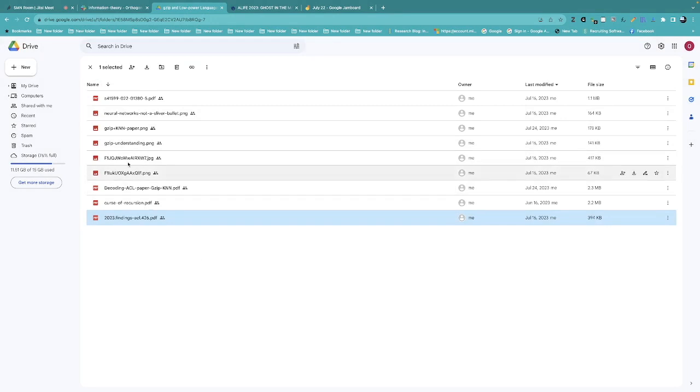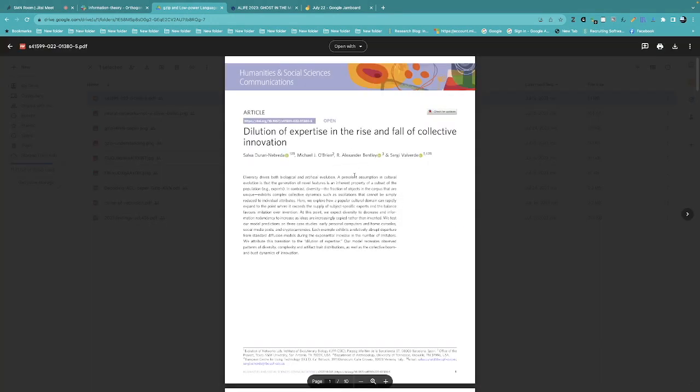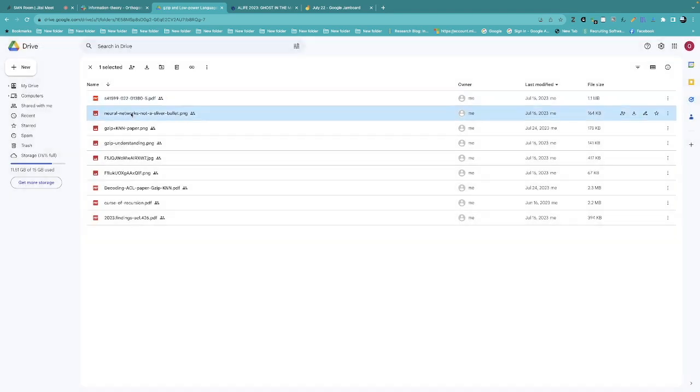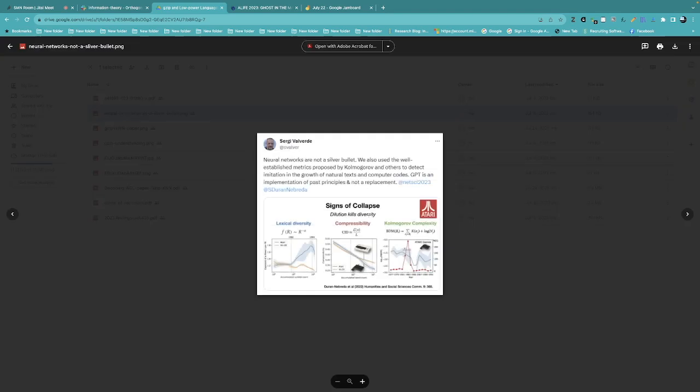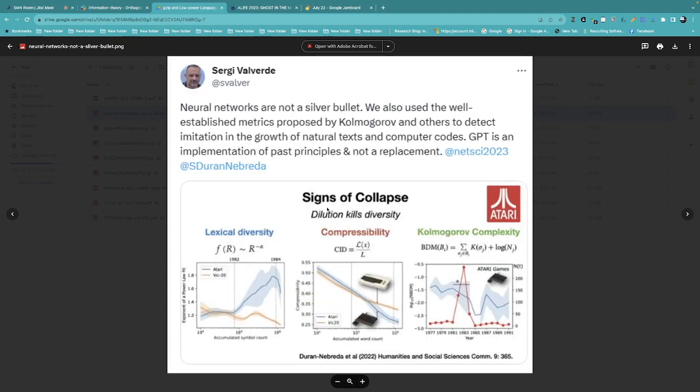Now, there were some criticisms of this paper. Let me go through the rest of this folder. That's a different thing. This is actually something that's interesting with respect to neural networks, though. This is a tweet, and this is what that other paper was about that I just opened. This is one of the authors of the paper.